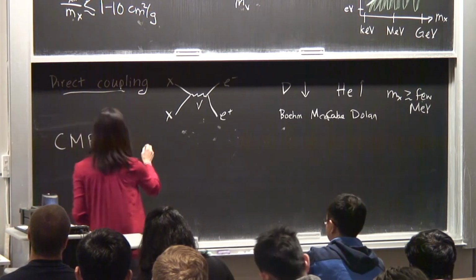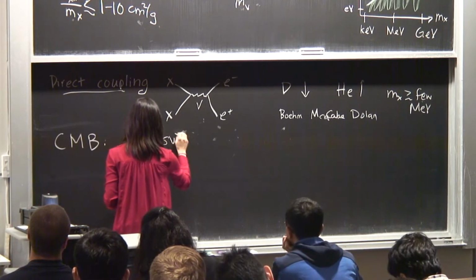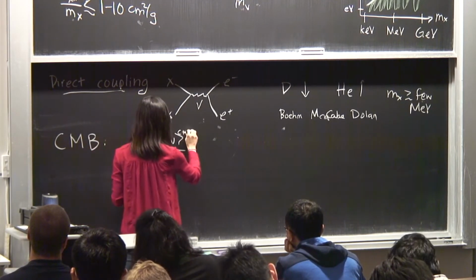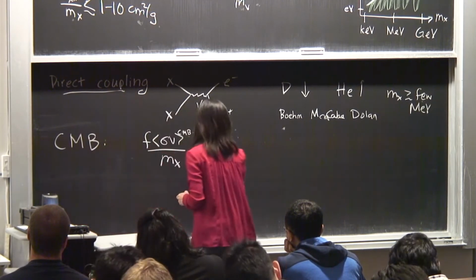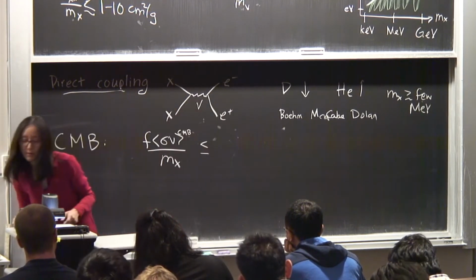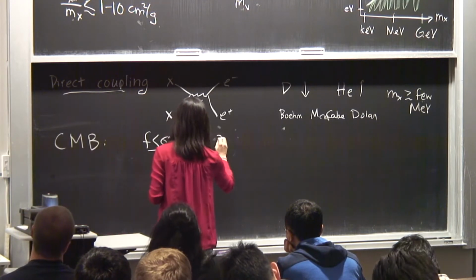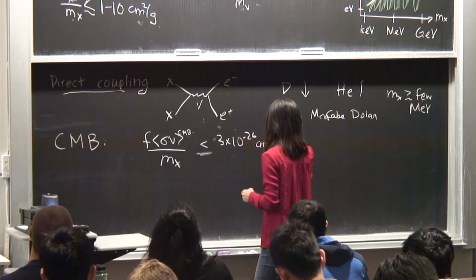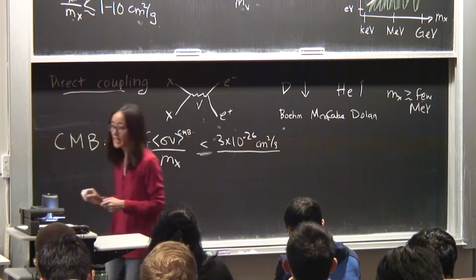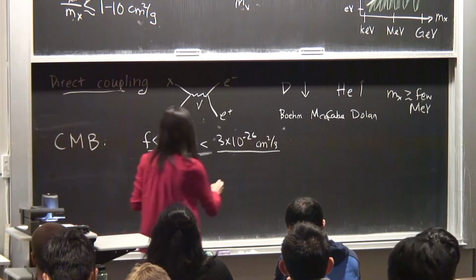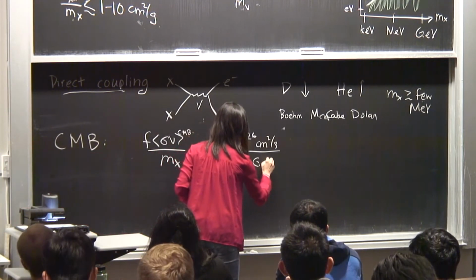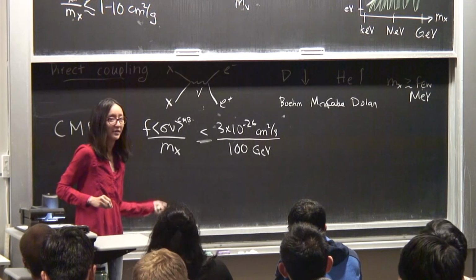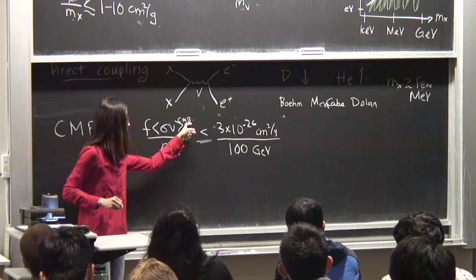So that constraint looks like this. This is now the annihilation cross-section at CMB, which can be different from the one at freeze-out. So I have my thermal relic cross-section, and for the mass, it's about 100 GeV. So this is an incredibly strong constraint if you have additional annihilation at the time of CMB.